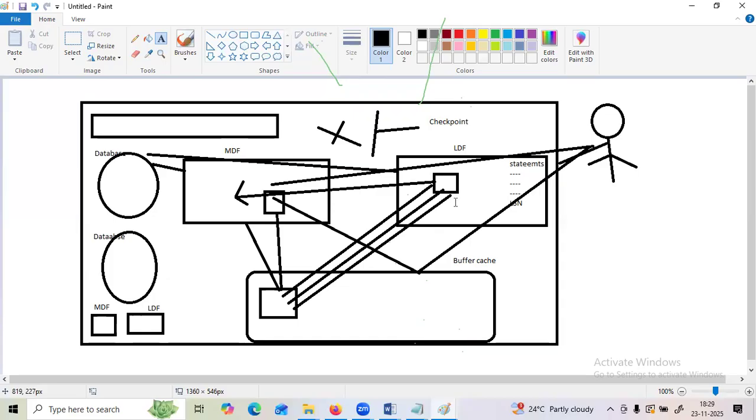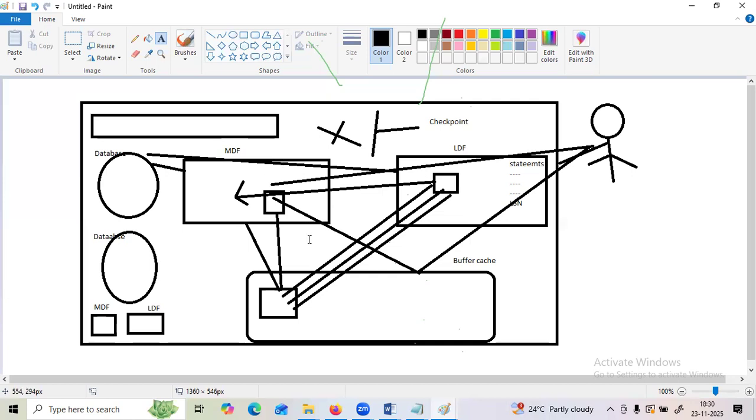So the clear-cut definition of the checkpoint: the checkpoint is one of the background processes. It is a SQL Server internal mechanism. The checkpoint scans the transaction log file, pushes the complete transactions from the transaction log file to the MDF, and synchronizes the data between the MDF and LDF. Synchronizing means the committed transactions have to be moved to the MDF. That is called a checkpoint.